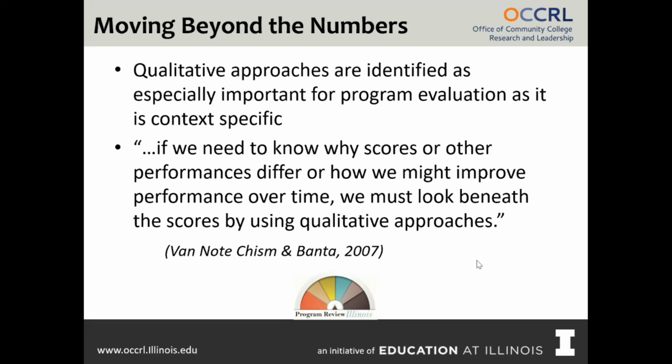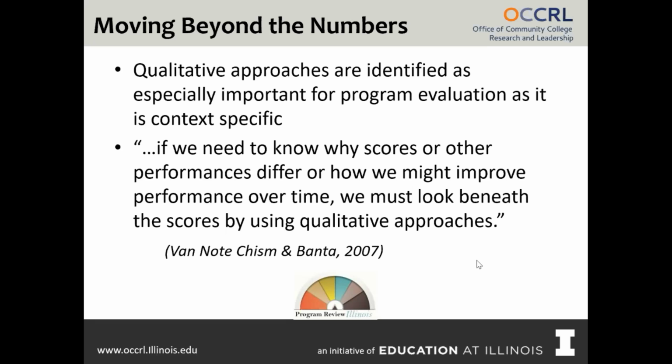So we want to talk about qualitative approaches that are especially important for program evaluation as it's context specific. Just as Jason was talking about, and we know from working with community colleges and even the program review evaluation study, every institution is very unique. Everybody has a very unique district. And so context is really important. Understanding equity and context is going to be really helpful if you have qualitative data to do that.